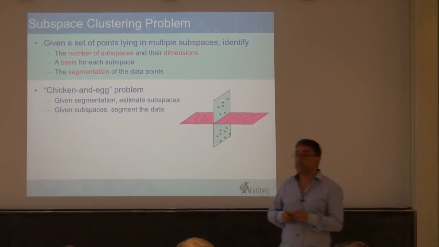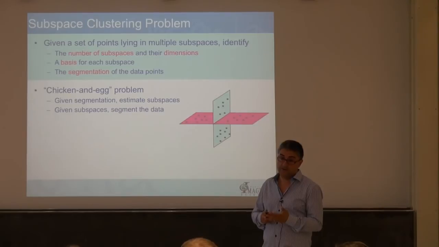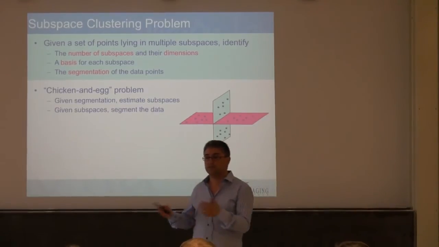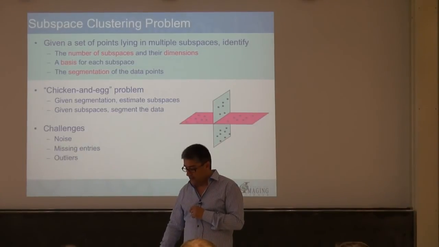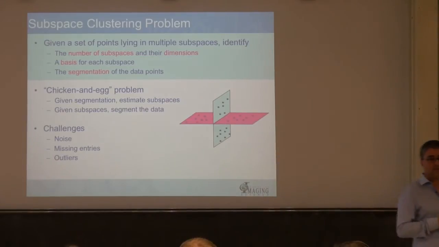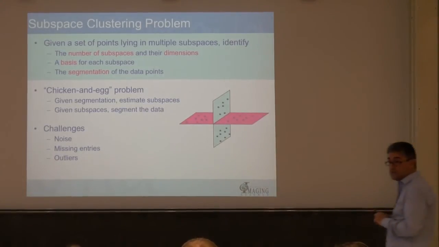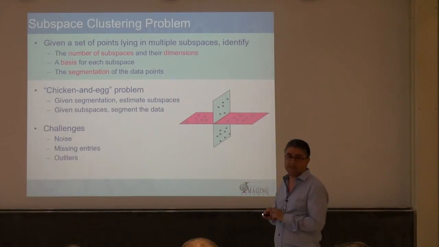The issue, and why this is a chicken and egg problem, is that I don't know the segmentation, and I don't know the basis. So the most traditional way is to actually iterate. Given the segmentation, find the basis. Given the basis, find the segmentation. But there are a lot of confounding additional issues that you want to handle. The data is never going to be perfect. It's going to be corrupted either by noise. It's going to be corrupted by missing entries.